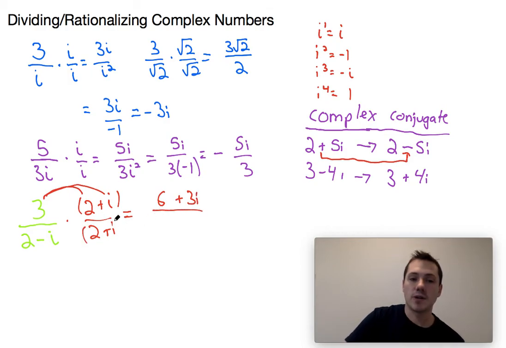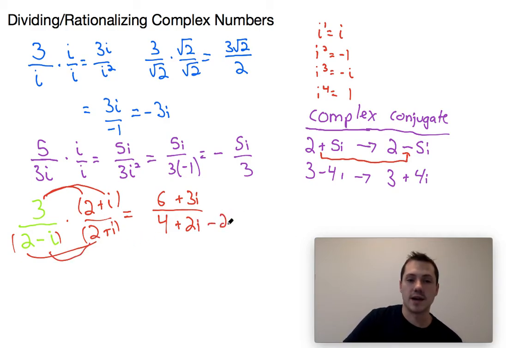And on the bottom, we're going to FOIL this out. 2 times 2 is 4. 2 times i is plus 2i. Negative i times 2 is negative 2i. And negative i times negative i is minus i squared.